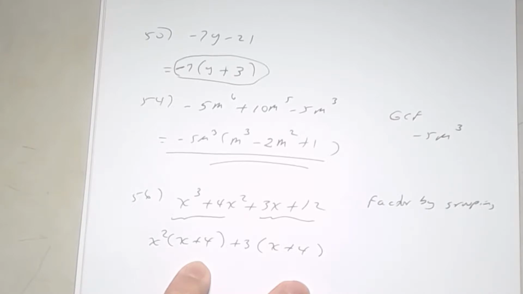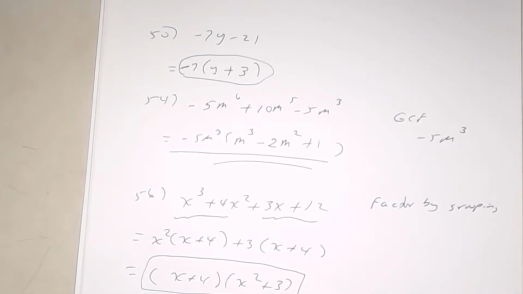And they are. But that's not the answer, because you want to write this polynomial as a product. I haven't written it as a product yet. Now we're almost done. What do I factor out now? X plus 4, times what? X squared plus 3. And that's your answer.